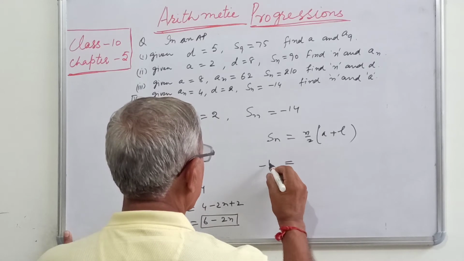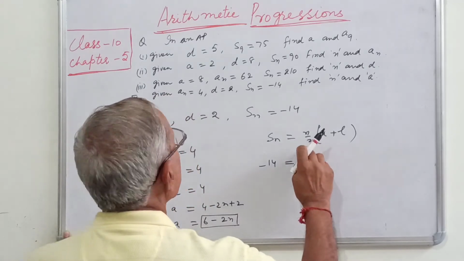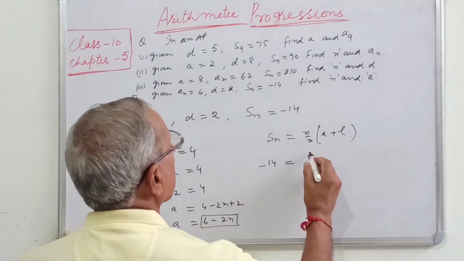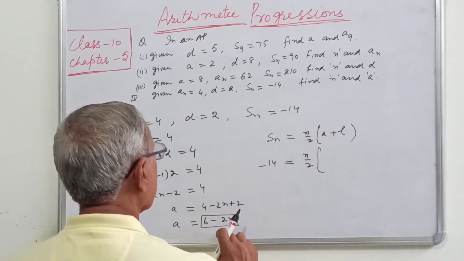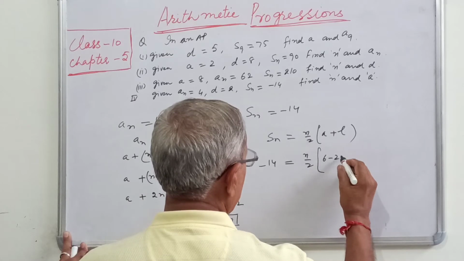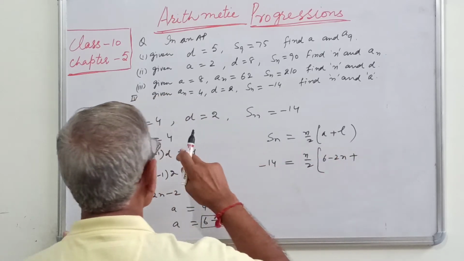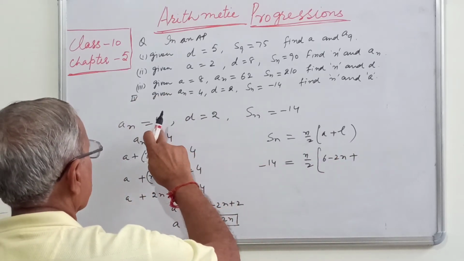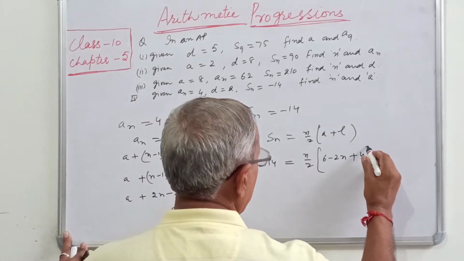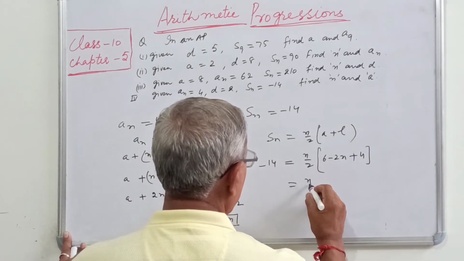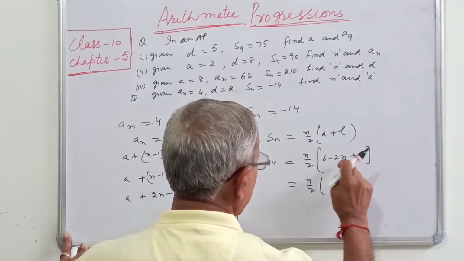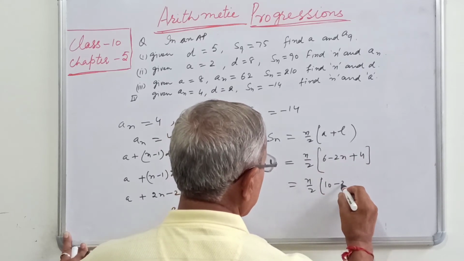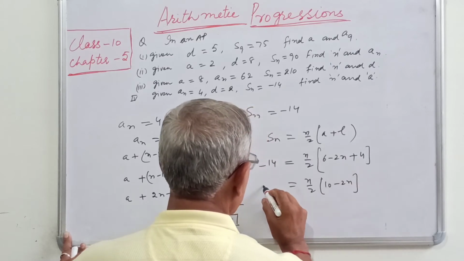Sn is minus 14, n upon 2, a here is 6 minus 2n, and the l is the last term here is 4. So n upon 2 into 6 minus 2n, 6 plus 4 is 10, 10 minus 2n, so minus 14.